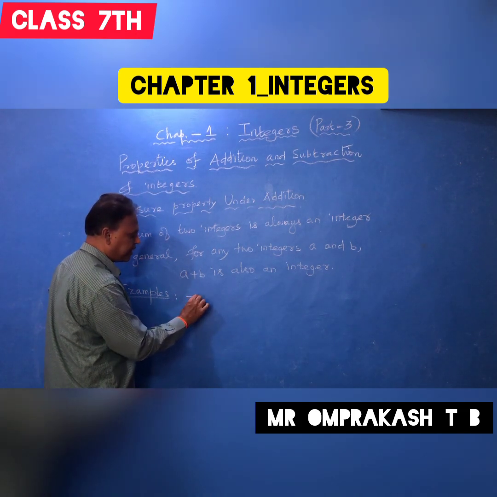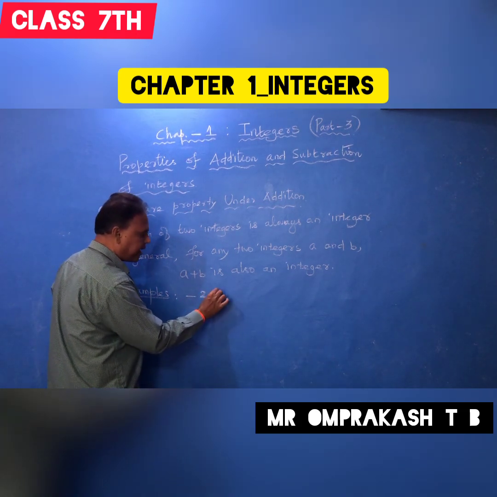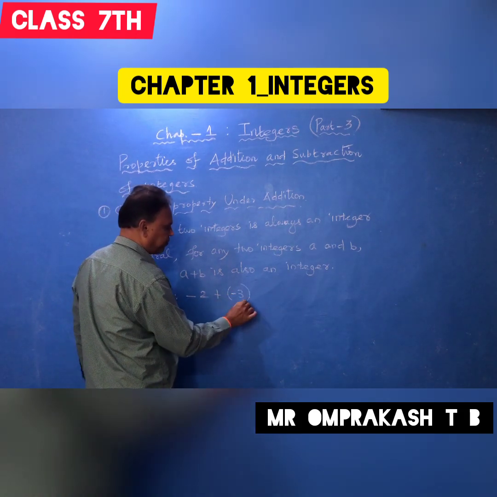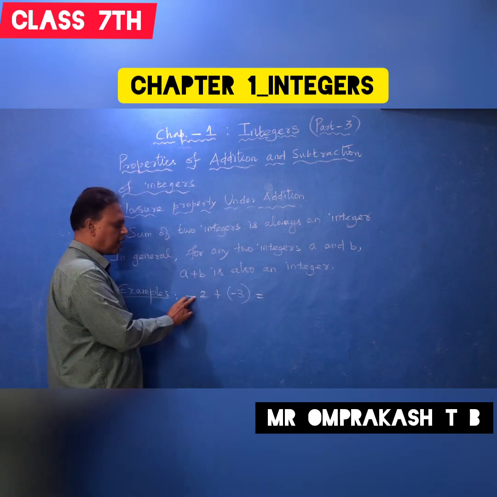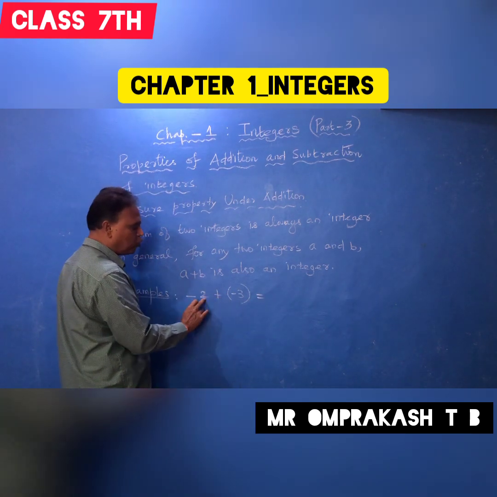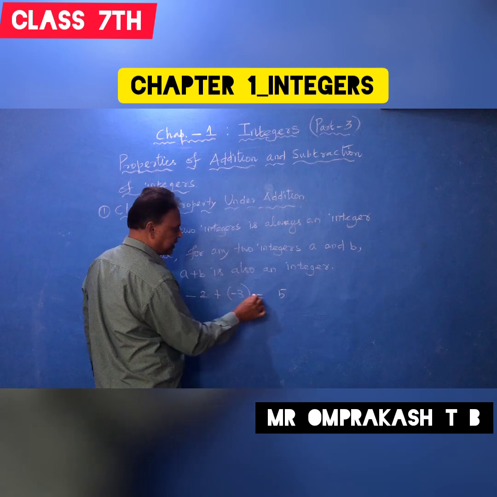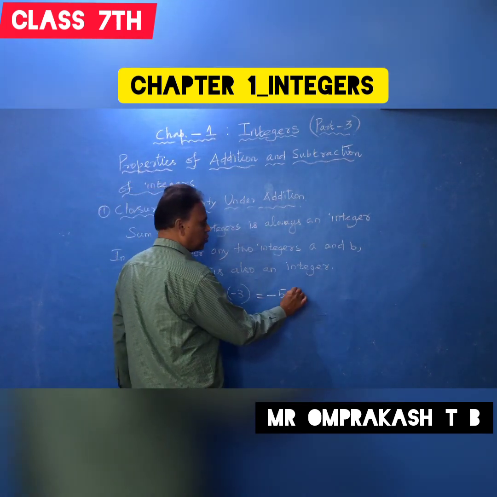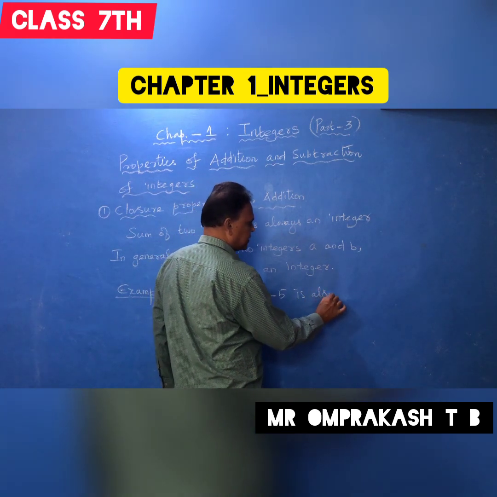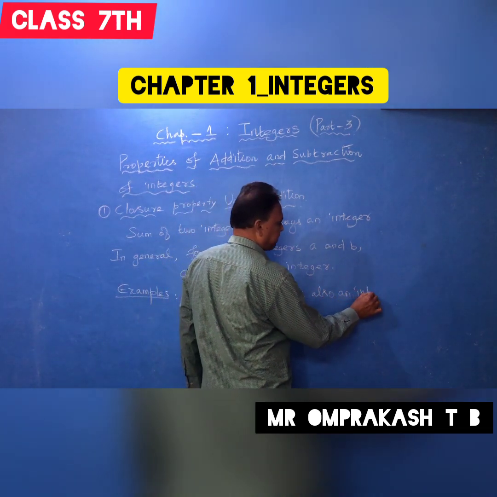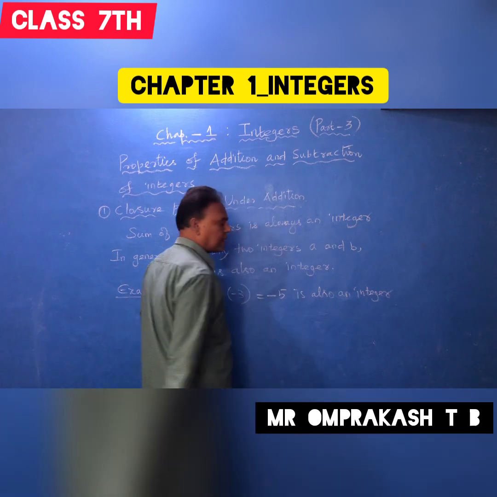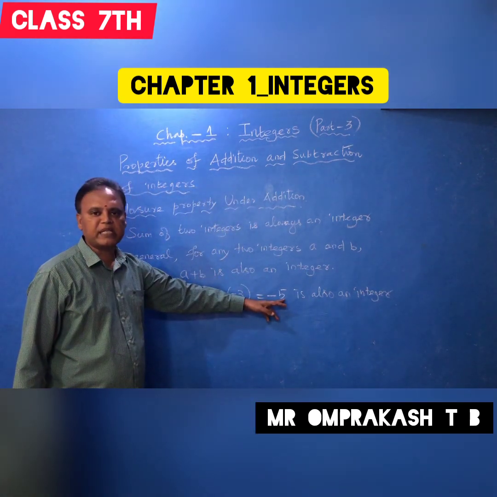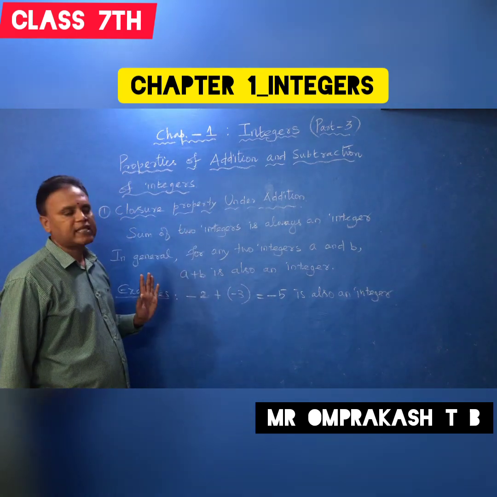Take two integers: minus 2 plus of minus 3. What will we get? Both are having the same sign, so add 2 plus 3 is 5. Put the same sign, that is minus 5. Minus 5 is also an integer. Understand? Adding two integers, again you are getting an integer, so this closure property is satisfied.